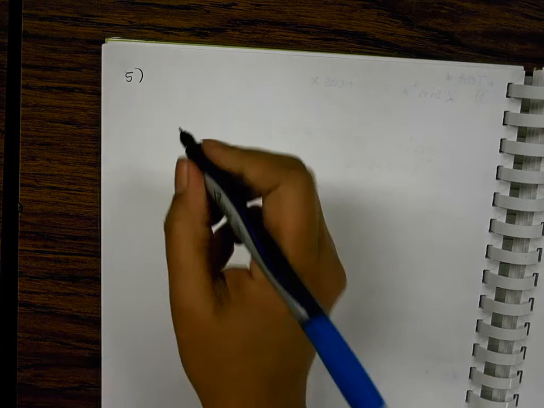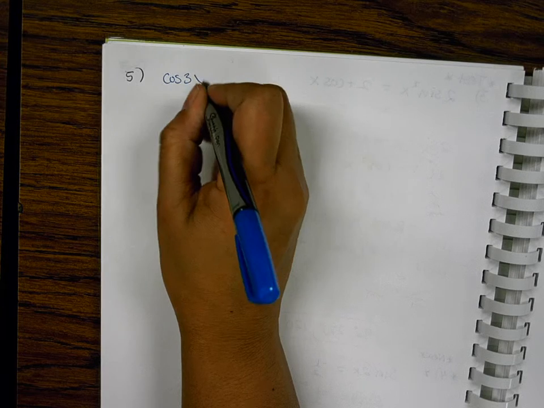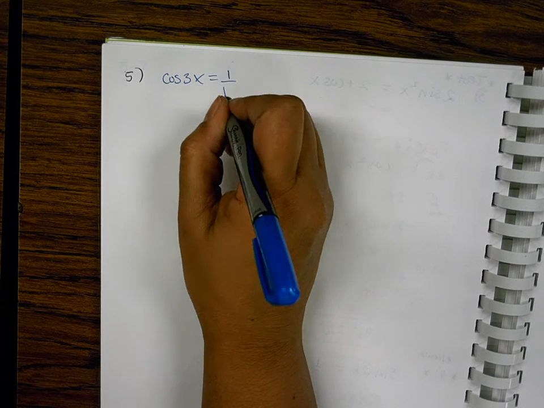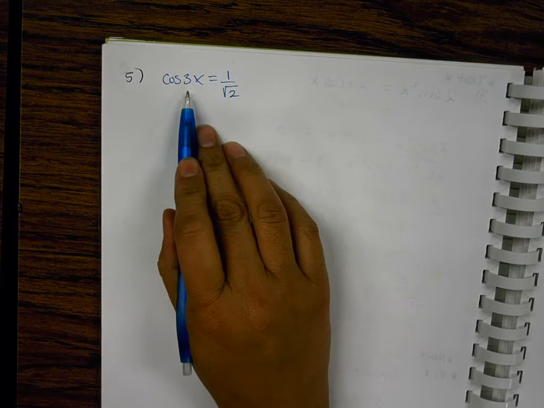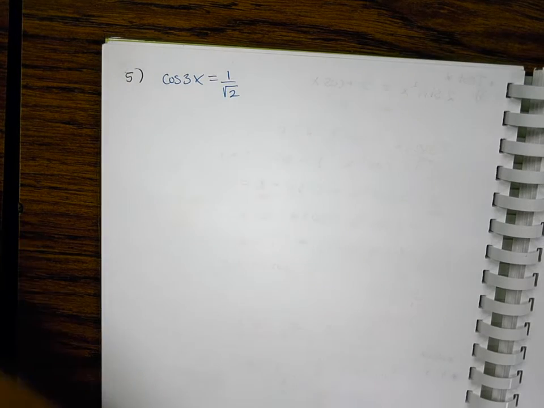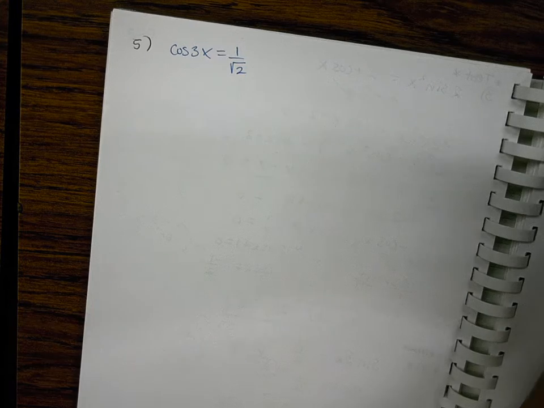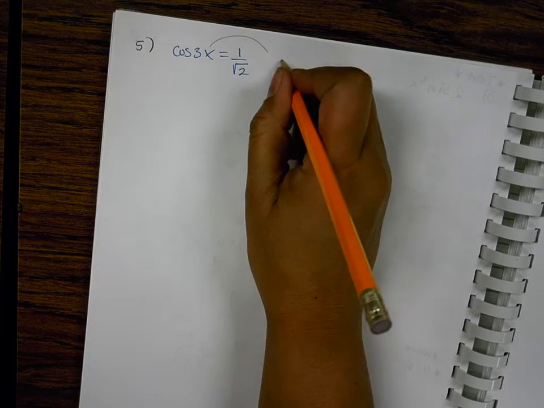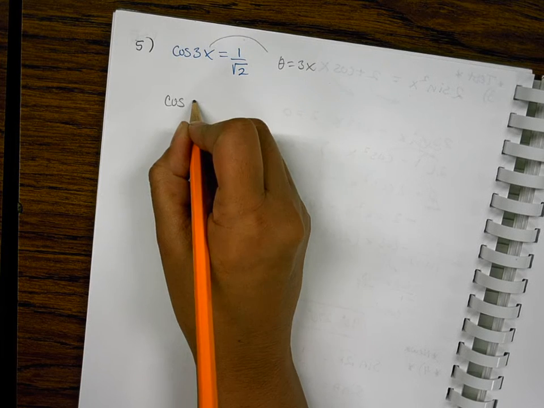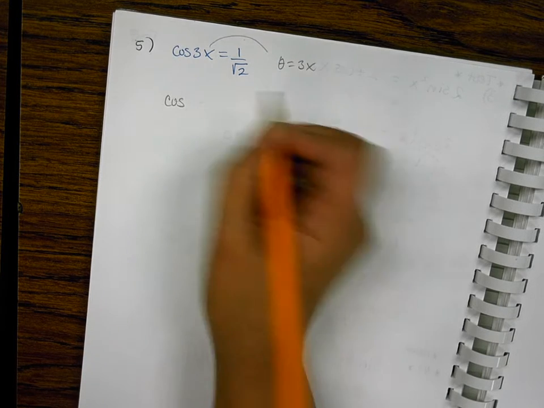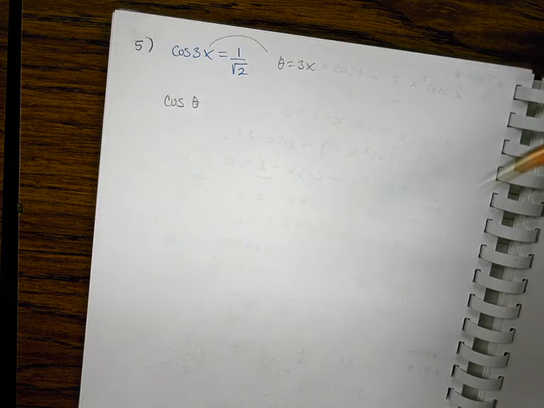Number 5. Cosine 3x equals 1/√2. All right, 3 revolutions for this one because of the 3x. Okay, so I'm going to let theta equal 3x. Cosine theta equals 1/√2.